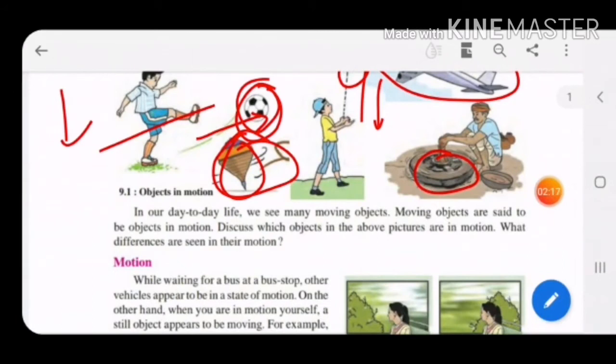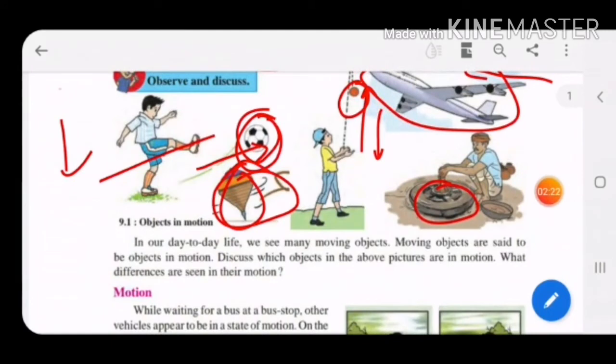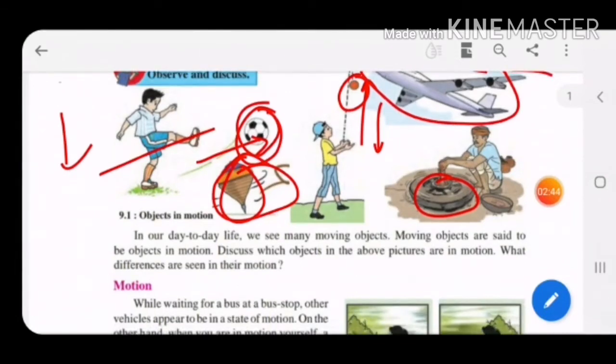Discuss which objects in the above pictures are in motion, and what differences are seen in their motion. So children, we have seen all the objects are in motion. But what is the difference? There is a difference in their motion. That wheel is moving in a round. That top is also moving in a round. The third picture, the boy is throwing that ball upwards. That means it is in a straight motion. Then it's coming down. This is also straight line motion. Yes or no? So the objects are all in motion, but the motions are different. Those types we are going to see now.